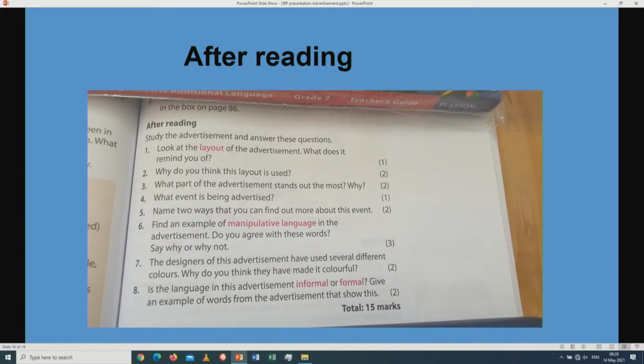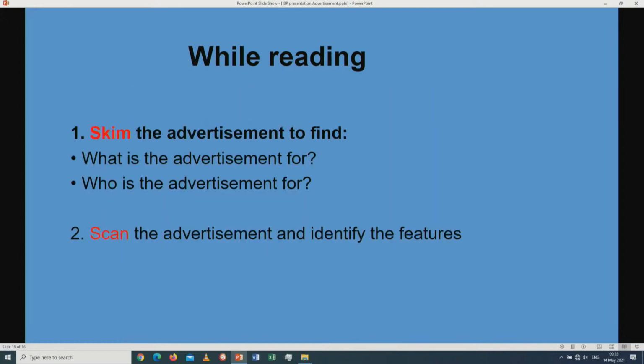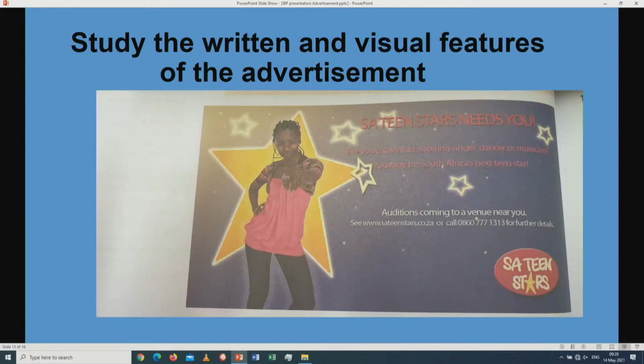Question 2. Why do you think this layout is used? Do you need a picture for that? Let's go back. You might want to look at the picture again. Why did they use the layout? And remember, this is 2 marks.